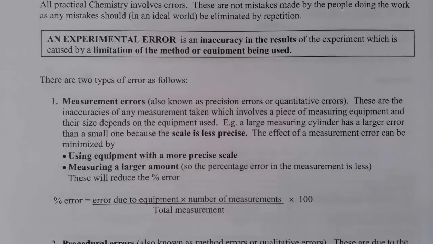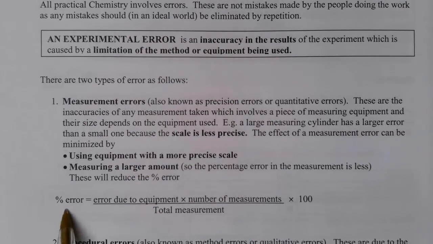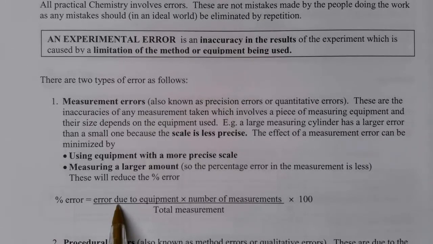Measurement error, which is due to the error of the equipment. And this can be quantified. In other words, we can put a number on it. We have a little formula down here which will help us work it out. So our percentage error is our error due to the equipment. So for example, a measuring cylinder has an error of 1 centimetre cubed and a pipette has an error of 0.5 depending on the type.